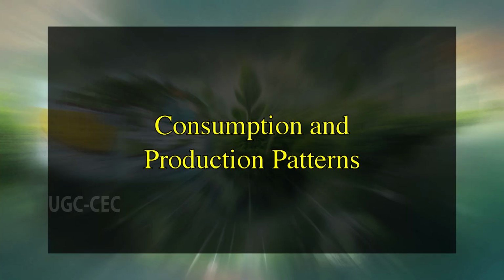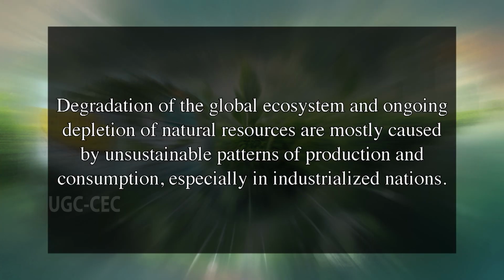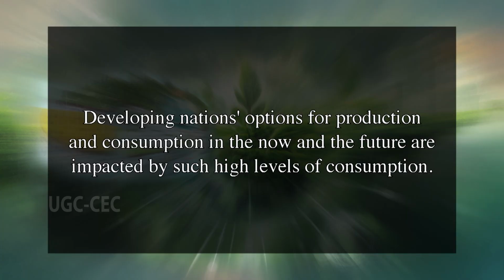Talking about the consumption and production patterns. Degradation of the global ecosystem and ongoing depletion of natural resources are mostly caused by unsustainable patterns of production and consumption, especially in industrialized nations. It is commonly known that the Earth cannot sustain the global consumption levels of industrialized nations. Furthermore, developing nations' options for production and consumption now and in the future are impacted by such high levels of consumption. The adoption of more sustainable lifestyles necessitates the coordinated efforts of producers, consumers, and governments.